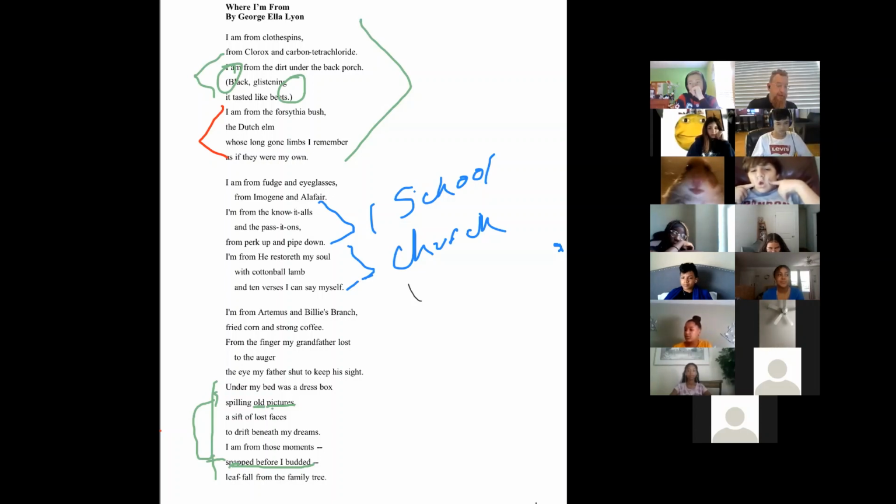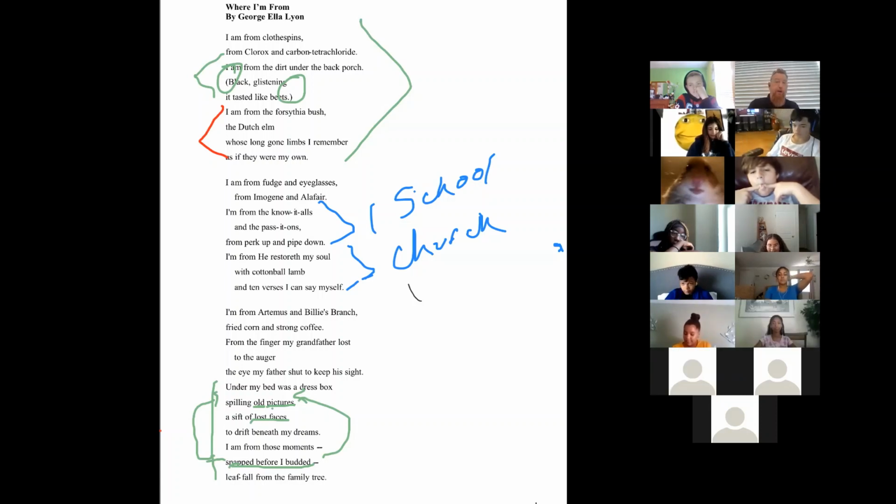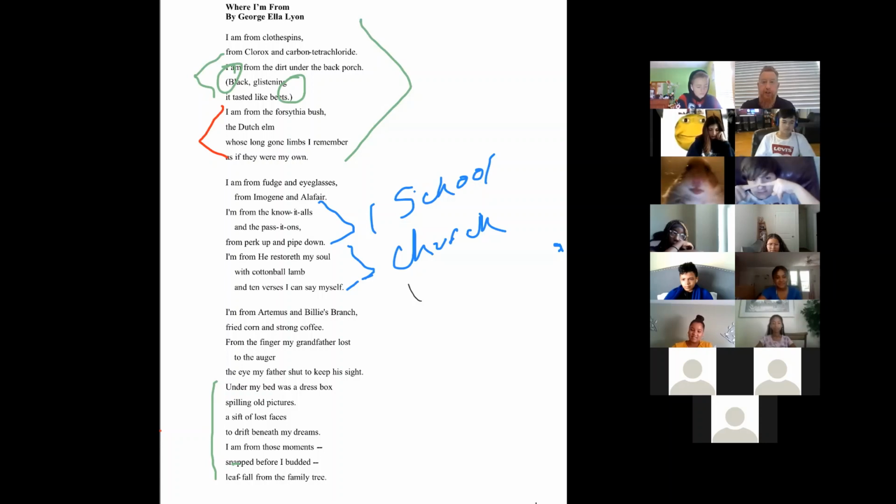And so she uses this line to tie us right back to what she has already told us. A sift of lost faces. And again, the word lost makes people go, oh no, she's gone away from her family, or they don't talk to her anymore. But really, she's talking about that she is from all of these different things. She is from all of these different ideas and places. And the people that came before her are really the reason that she is who she is today.